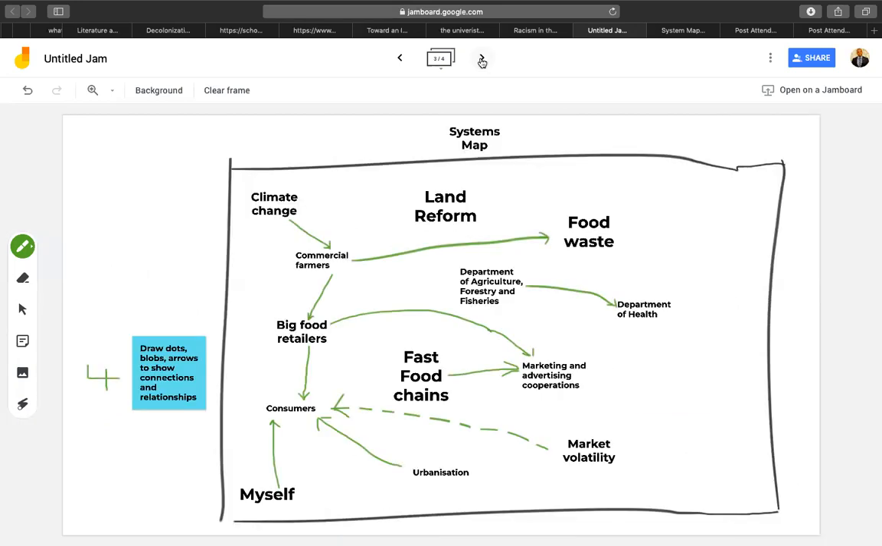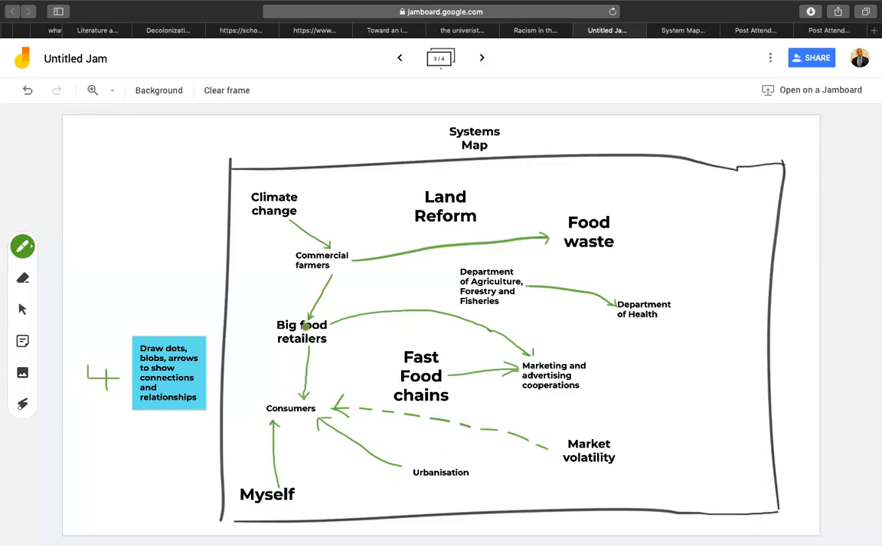And the last thing that I do is to use dots, lines, arrows to show relationships or interactions between the elements of my system. And you could use solid lines or broken lines. I'm using solid lines to depict strong relationships and broken lines to depict weak relationships, like the relationship between consumers and market volatility. And here am I at the corner, close to the consumers.